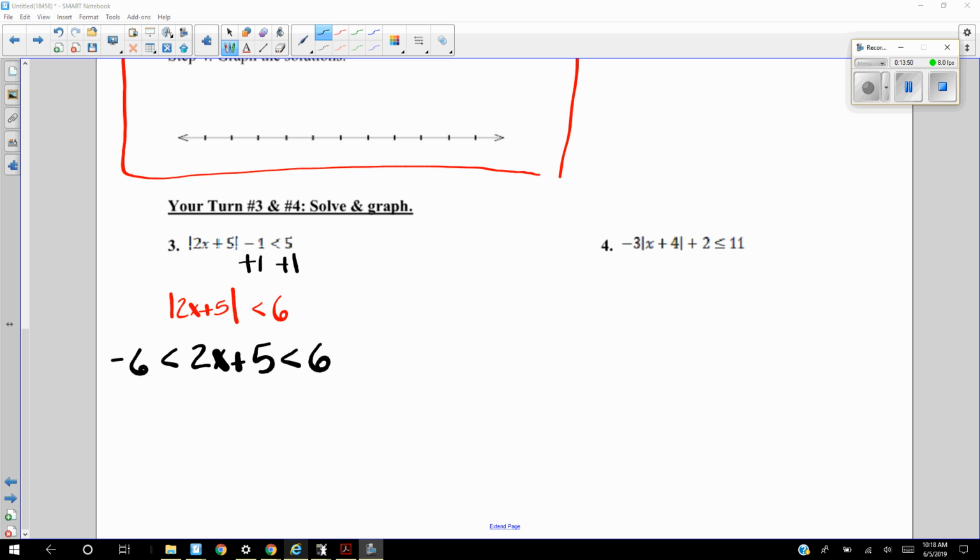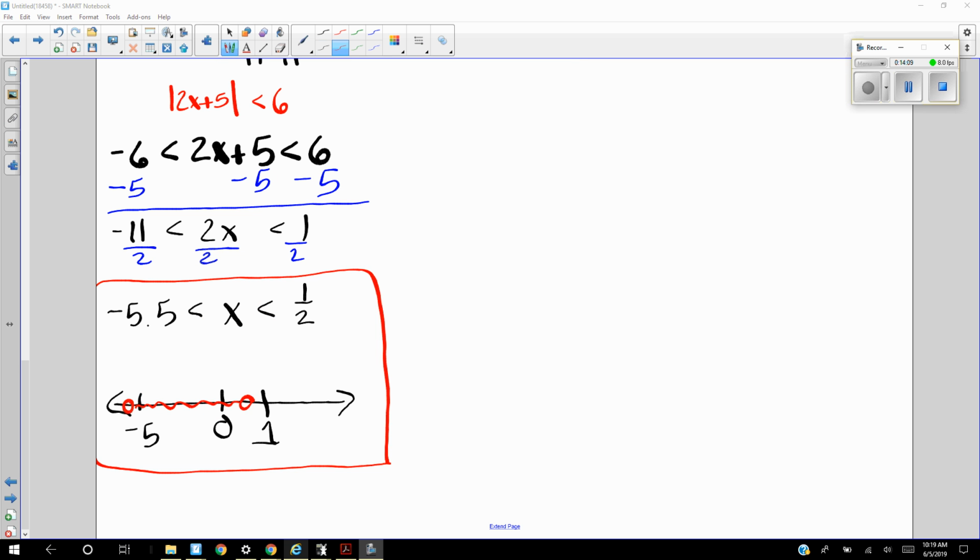This should be the start of number 3. It's a less than problem, so that's why I've set it up this way. When I subtract 5, I'm going to subtract 5 from all 3 portions of that inequality, and the same thing when I divide everything by 2. And then we shaded everything on the inside of -5.5 and 1/2. Try the last one.